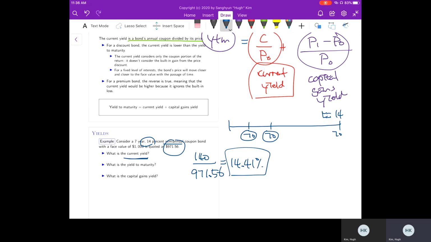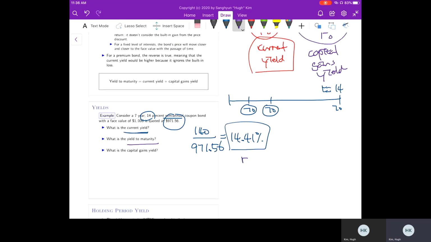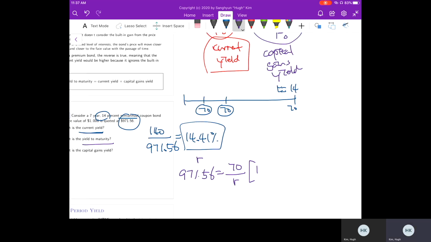How about yield to maturity? Yield to maturity is the interest rate that sets the price of the bond equal to the present value of the cash flows associated with this bond.